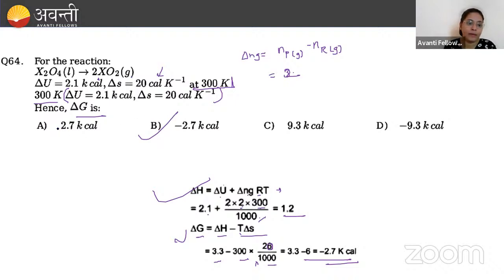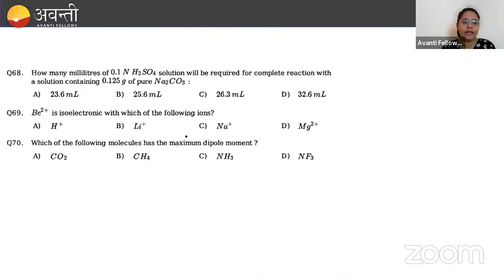Here you can see A has a plus sign, but here there is a minus sign, so that is why we chose this. Next, how many milliliters of 0.1 normal H2SO4 solution will be required for complete reaction with a solution containing 0.125 gram of pure Na2CO3? So here, how many milliliters of this H2SO4 is going to be required?